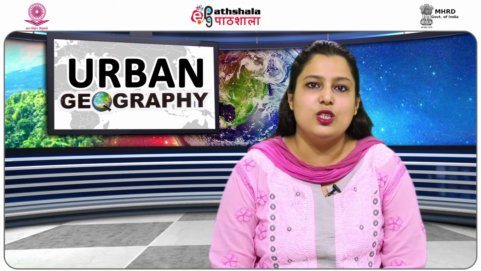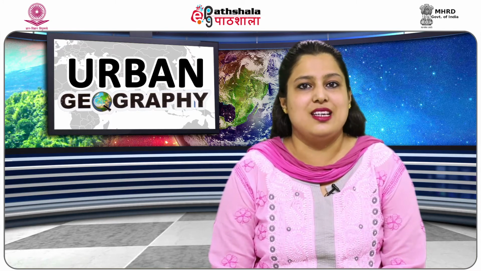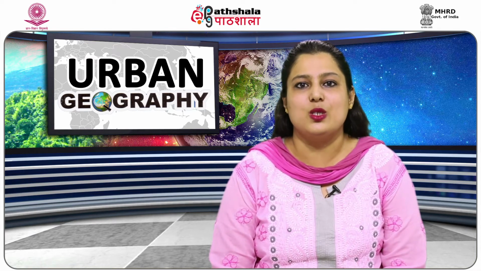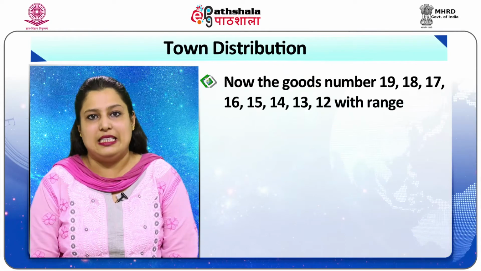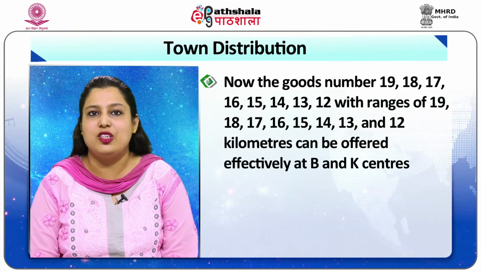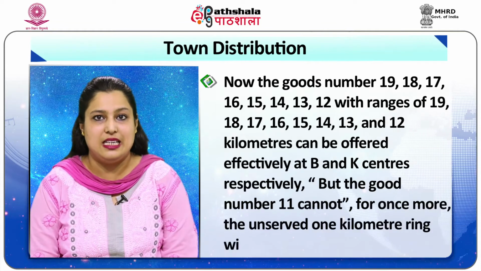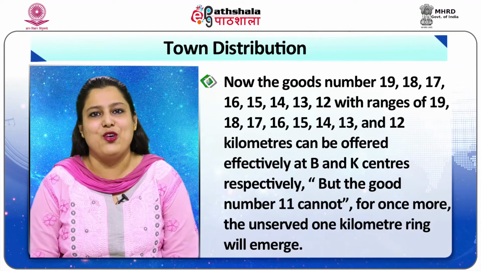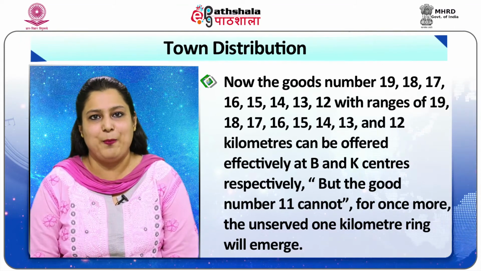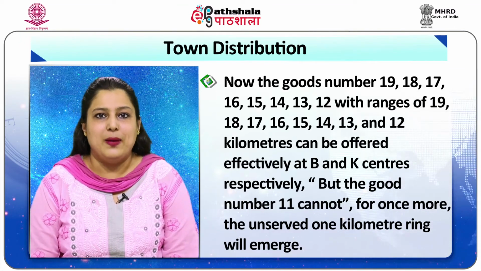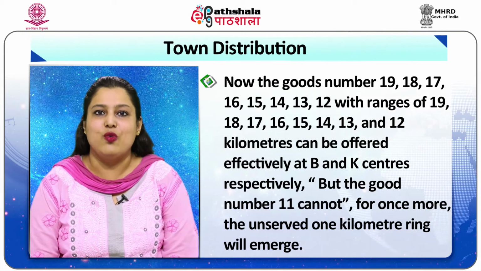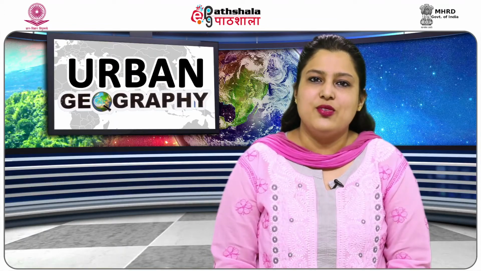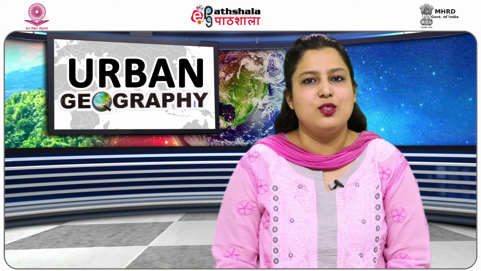For still lower order goods, the next location will be those at the centers of equilateral triangles joining the B centers. At these points, K centers will emerge. Now the goods numbered 19, 18, 17, 16, 15, 14, 13, 12, with ranges 19, 18, 17, 16, 15, 14, 13 and 12 kilometers, can be offered effectively at B and K centers respectively. But the good number 11 cannot, for once more the unserved 1 kilometer ring will emerge. And so a further series of lower order service centers has to be introduced.